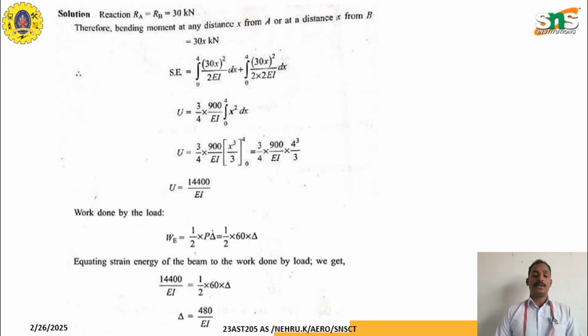By solving this, we get U equal to 14,400 by EI while applying the limits 0 to 4. Work done by the load W equals half times P into delta. We equate this to find the value: 14,400 by EI is equal to half times 60 into delta. Delta, that is the deflection, we get 4 divided by EI.